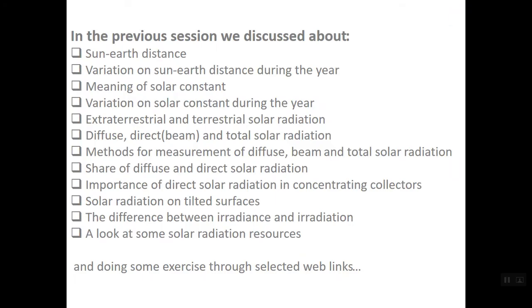In the previous session, we discussed the Sun-Earth distance, variation of the Sun-Earth distance during the year, the meaning of the solar constant and its variation during the year, the difference between extraterrestrial and terrestrial solar radiation, the meaning of beam and direct, the beam and diffuse radiation, and how they affect the different solar systems, how they are measured, and a short discussion about solar radiation on tilted surfaces.